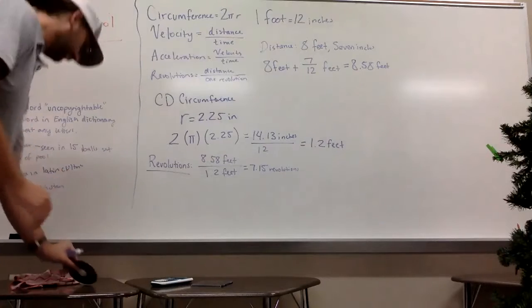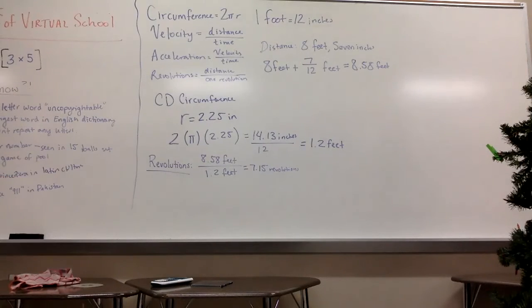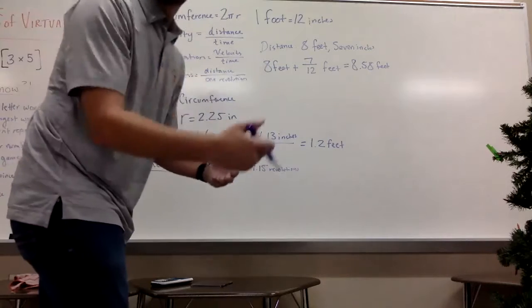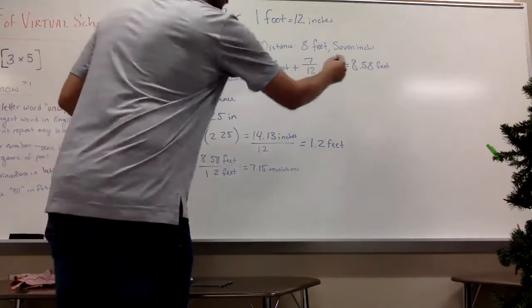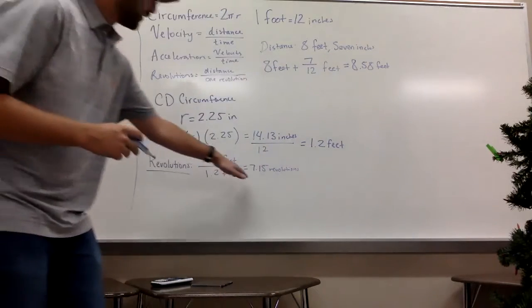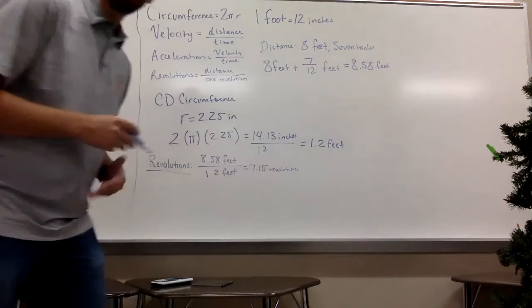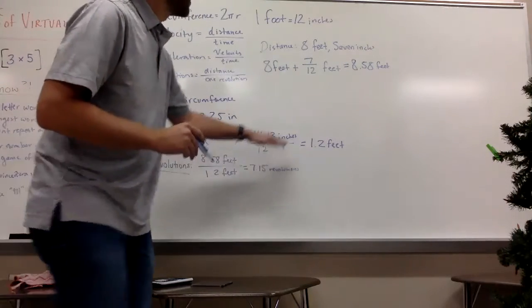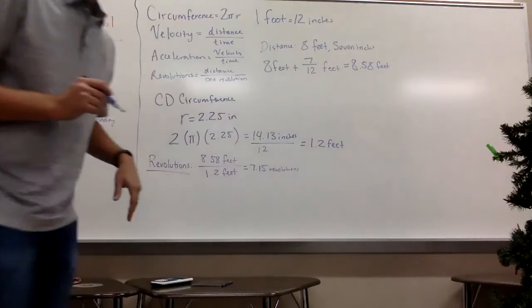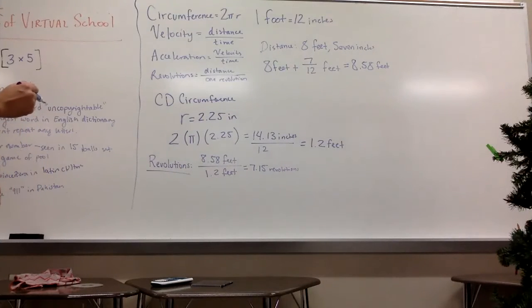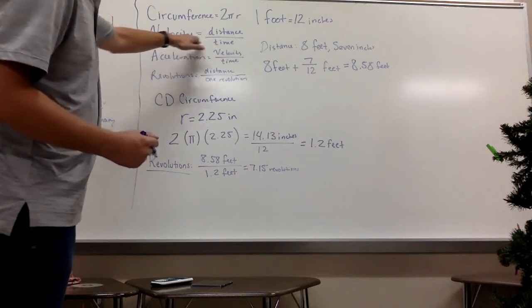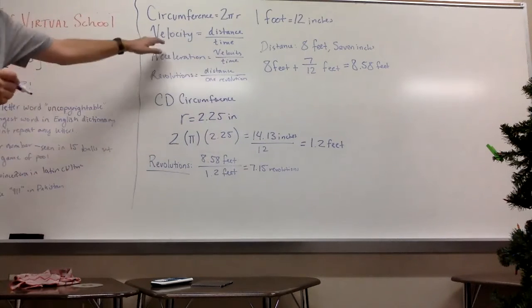Which makes sense because 1 spin is just a little bit more than 1 foot, so it's not necessarily going to be 7 feet per revolution, or 1 foot per revolution. It's going to be a little bit more than that. So it does make sense. That should be the right calculation. All right, now let's move on to velocity and acceleration.